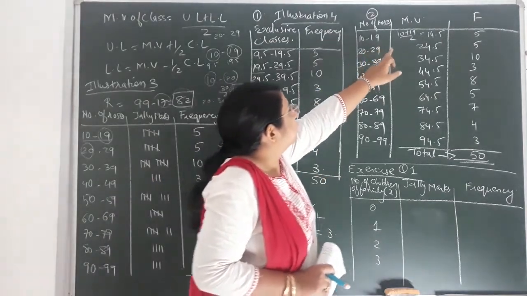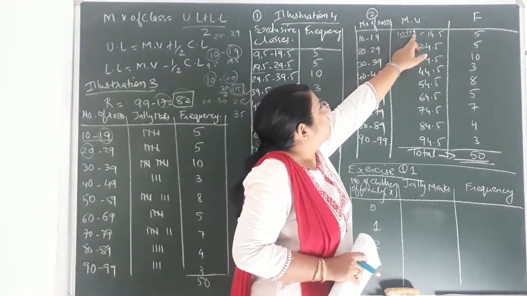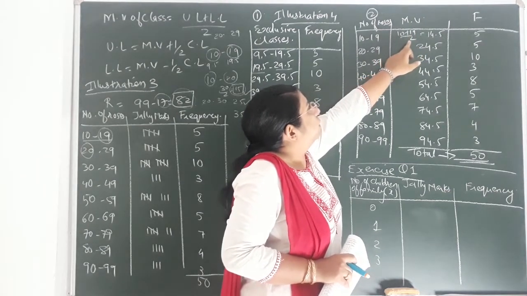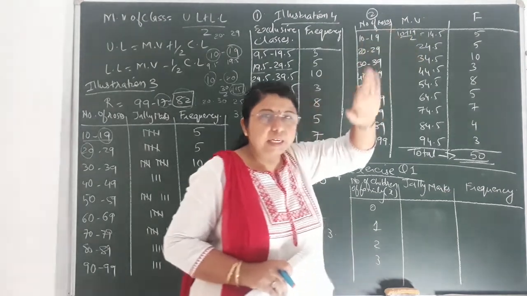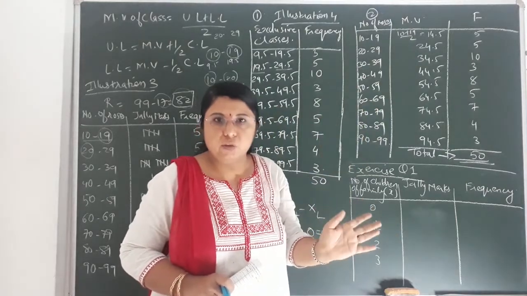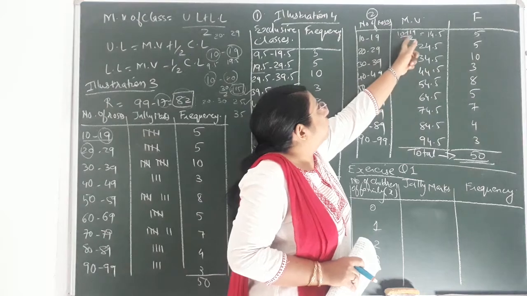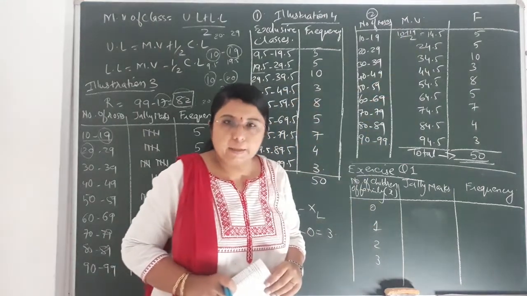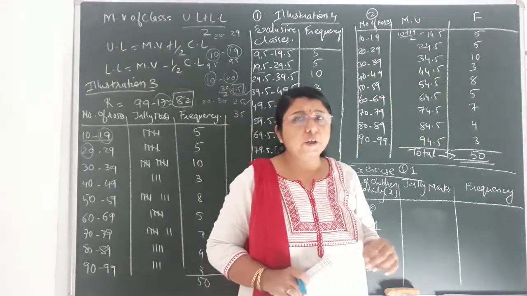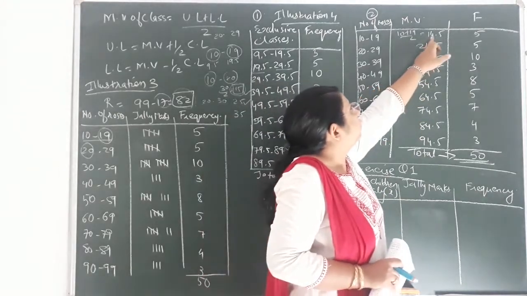See, the first calculation that I have shown to you. The upper limit is 19. 19 plus 10 divided by 2. You can write 10 plus 19 also, it doesn't make any difference. Okay. So 10 plus 19 divided by 2. 10 plus 19 would come to 29. 29 divided by 2 would come to 14.5.